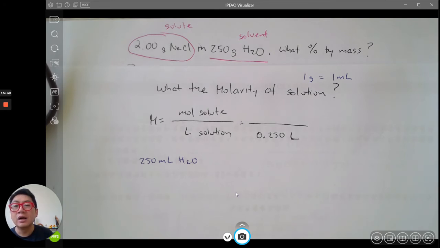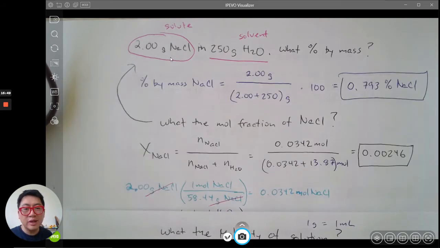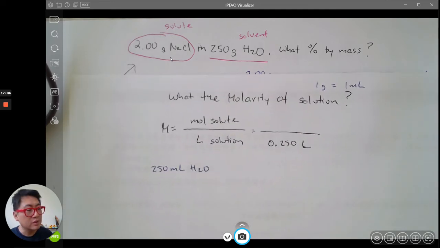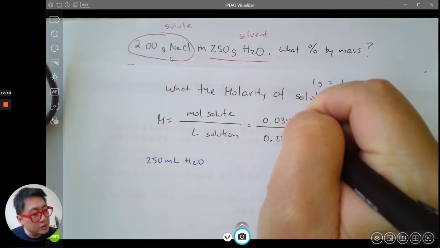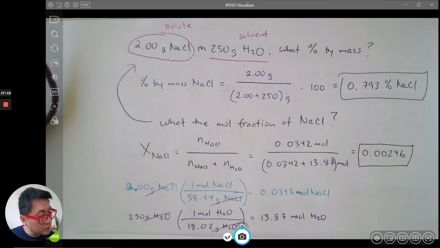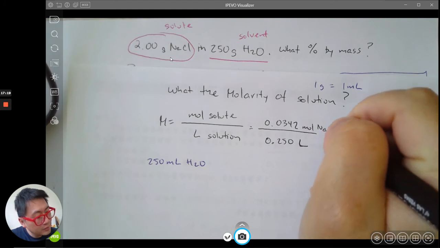Okay, next thing, moles of solute. My solute is 2 grams of salt. We already did that. It's right down here. 2 grams of salt is 0.0342 moles of salt. So I'm just going to use this. That's why I was using the same number, so I didn't have to resolve this. So my moles of salt is 0.0342 moles of salt. Sodium chloride, that's a Cl.